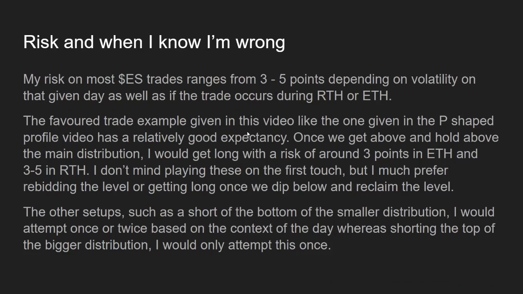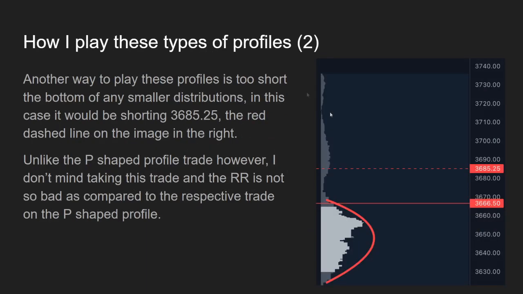And as for shorting the top of the bigger distribution, say we open here, shorting this I would only try once, because the market tends to fill out this low volume area very quickly and I don't want to be short for when that happens. So I'll only try that the first try. This trade has a relatively low expectancy, so we usually only get 6 to 8 points. So it's not something I really like.